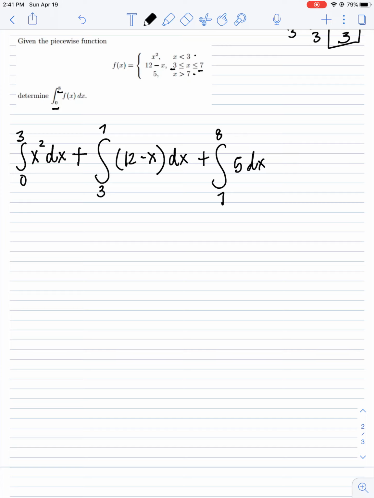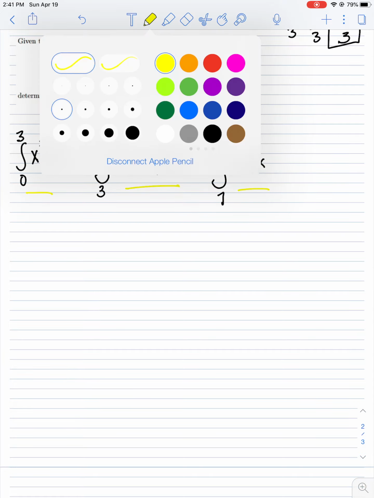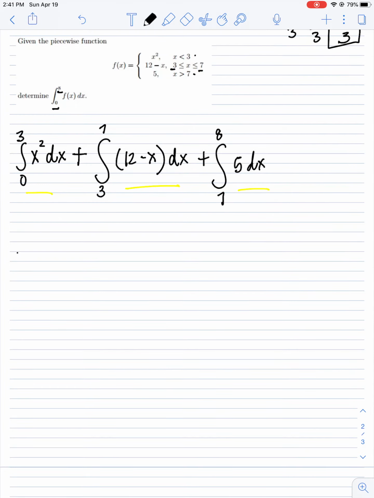And guys, I hope you realize technically you have 3 problems here. Your first problem, your second problem, and your third problem. So if I was doing this in class with you, I would make you do literally 3 problems. First problem, 0 to 3 of x squared dx. When we integrate that, that's x cubed over 3 from 0 to 3.